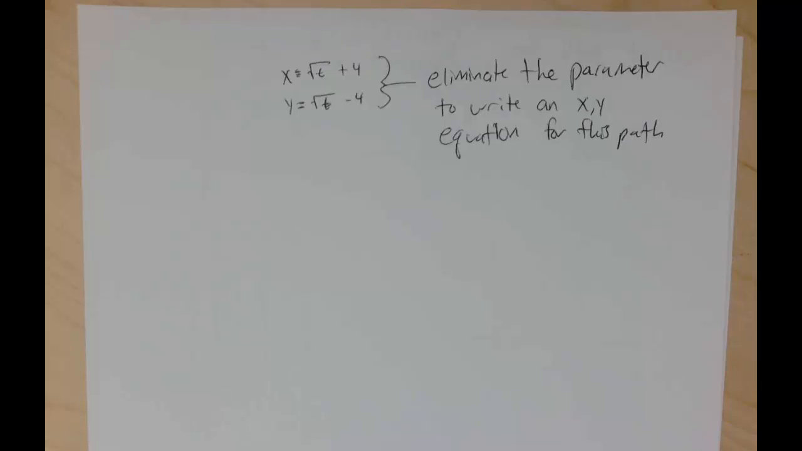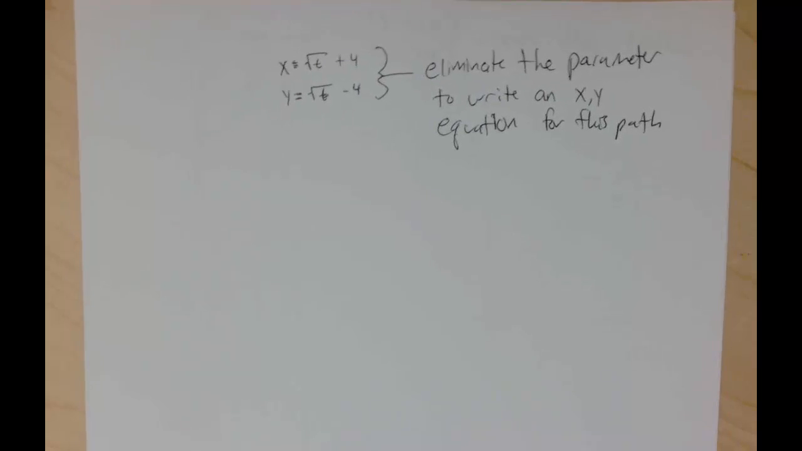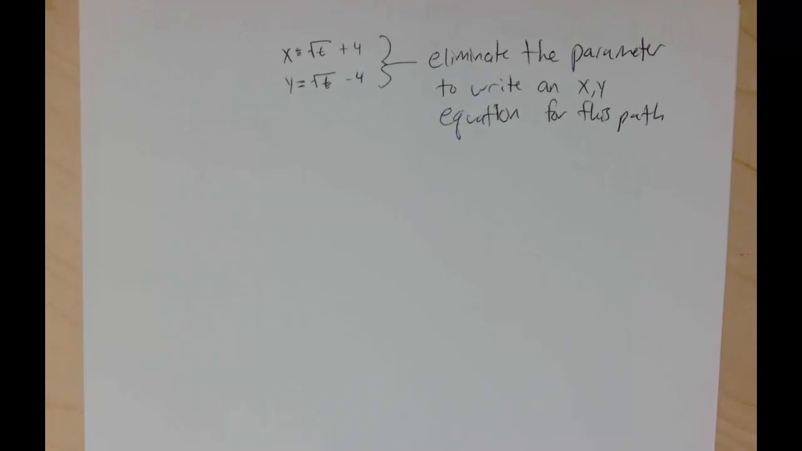Let's just do a quick self-check. If x is root t plus 4 and y is root t minus 4, go through the same algebraic process of solving for t and substituting to eliminate the parameter. If you're wondering whether you can use elimination as a technique rather than substitution, you could absolutely do that as well, and I'll show you what both of them look like in a second. But first, use whichever technique you want and figure out what the equation is.